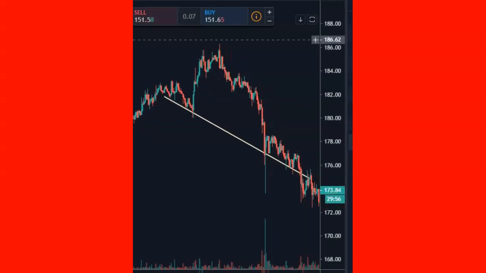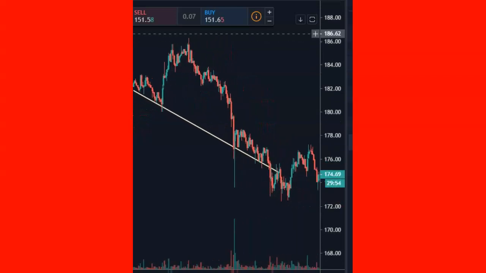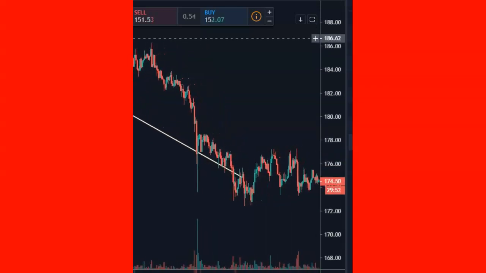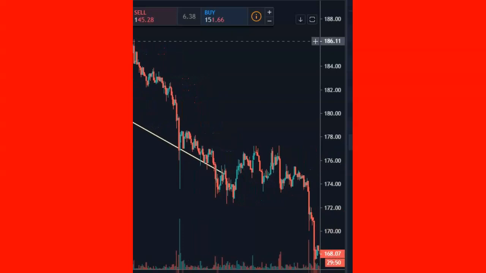And there it goes. It broke below, but it made a decent recovery. But look at this. It fell anyway. But here's the thing, guys. You still have to be disciplined on your stop losses. You have to be disciplined on where to take profits.